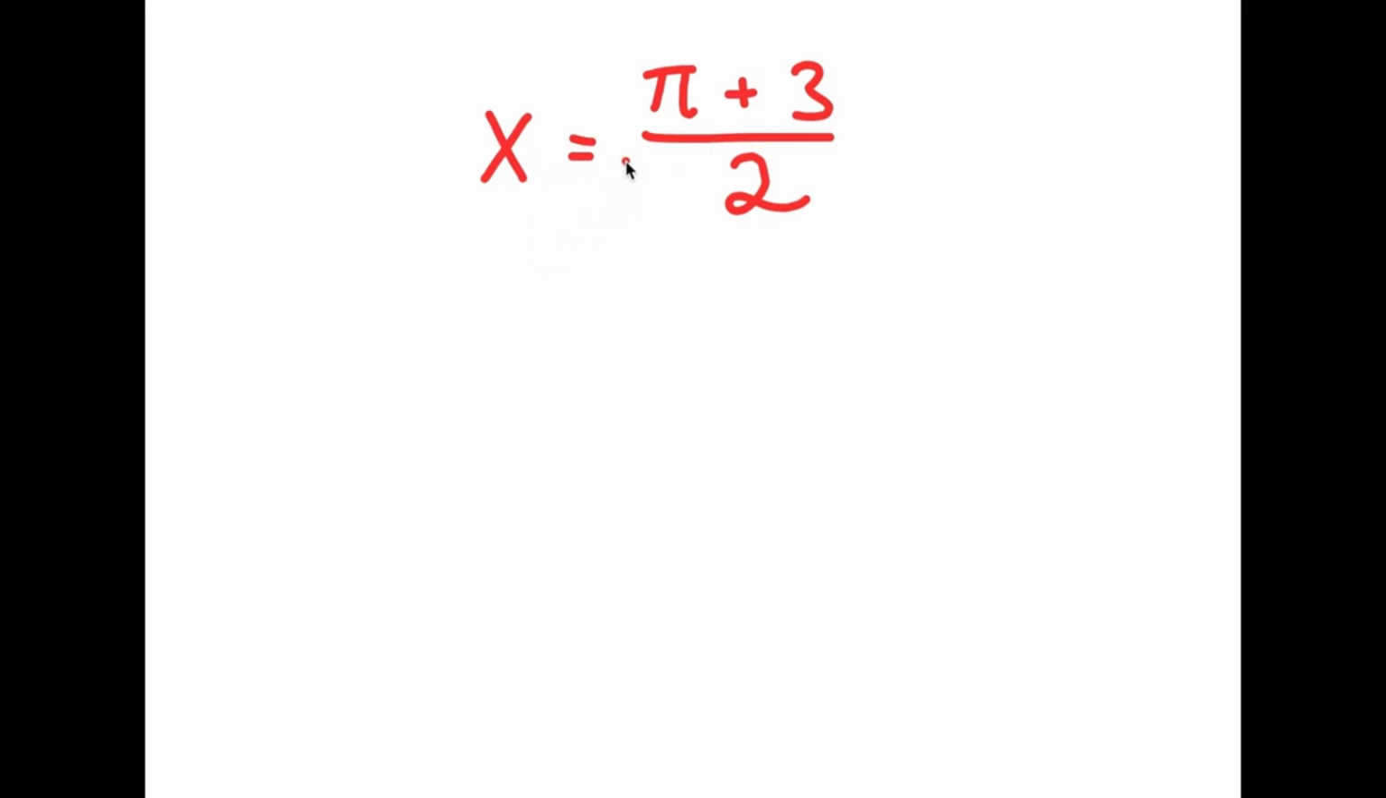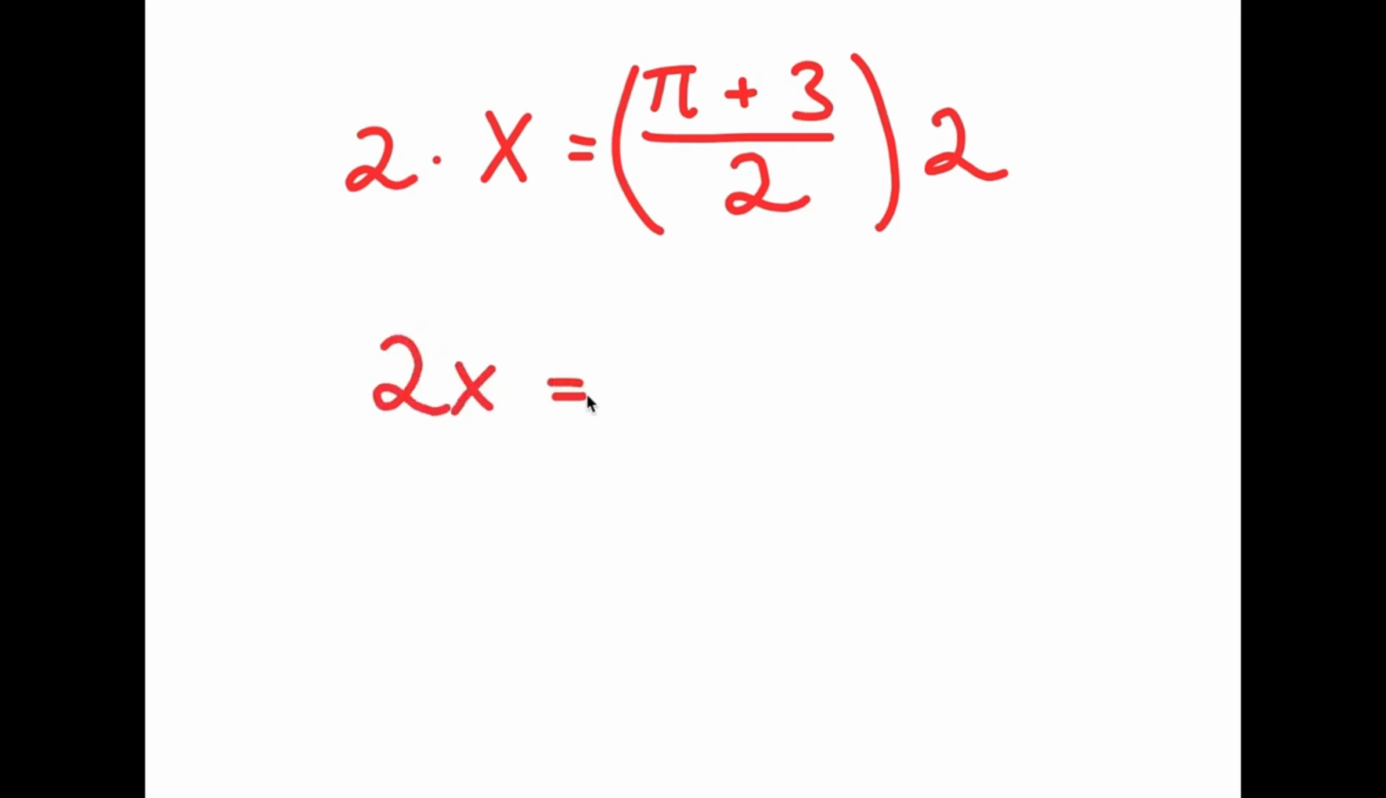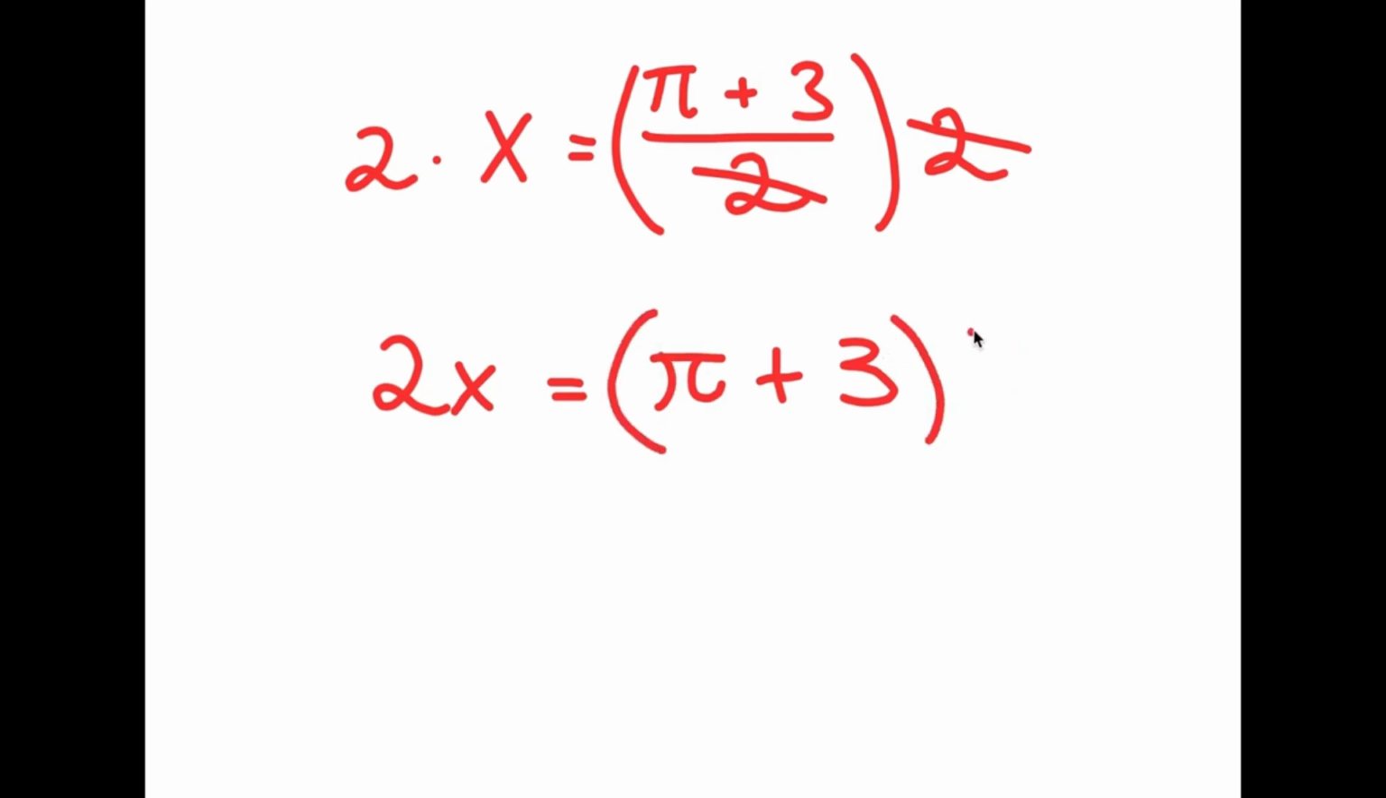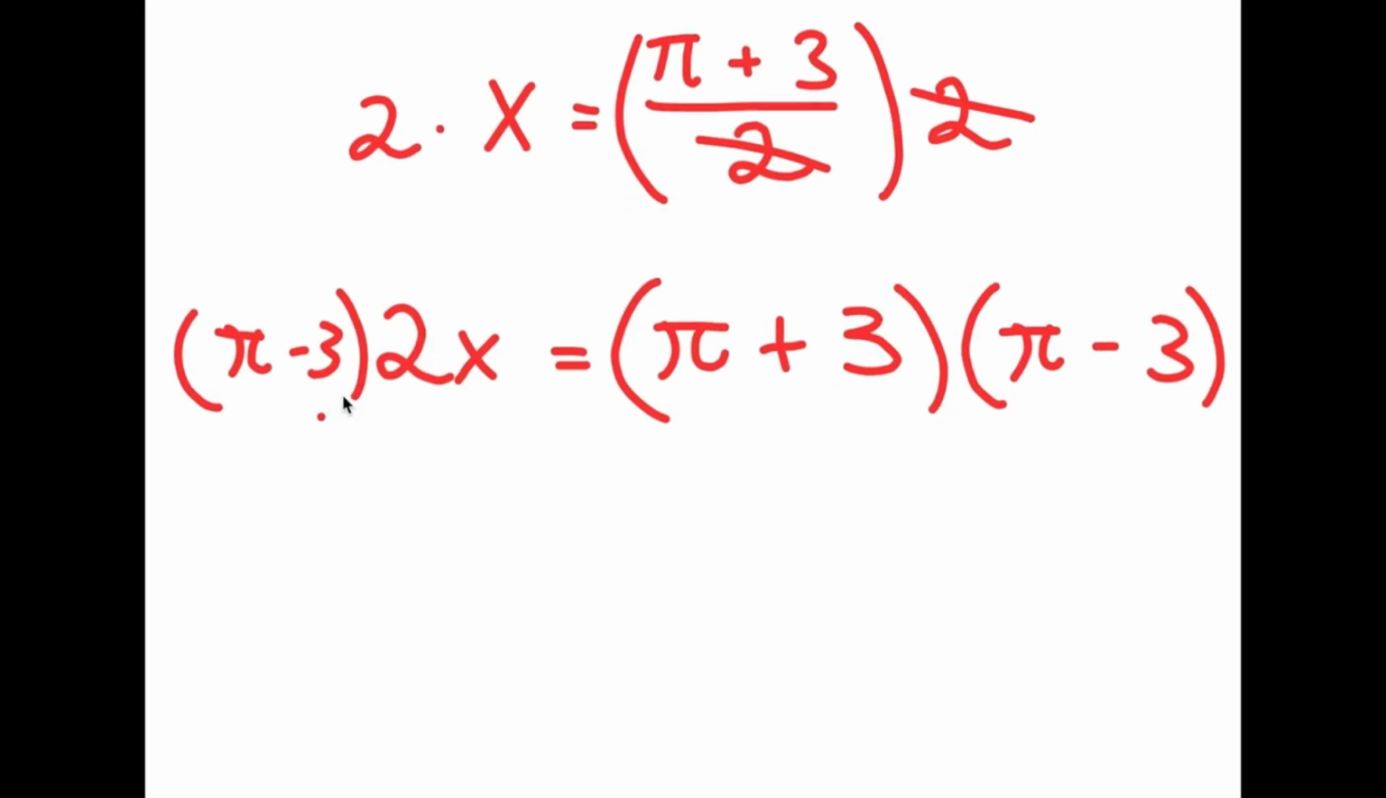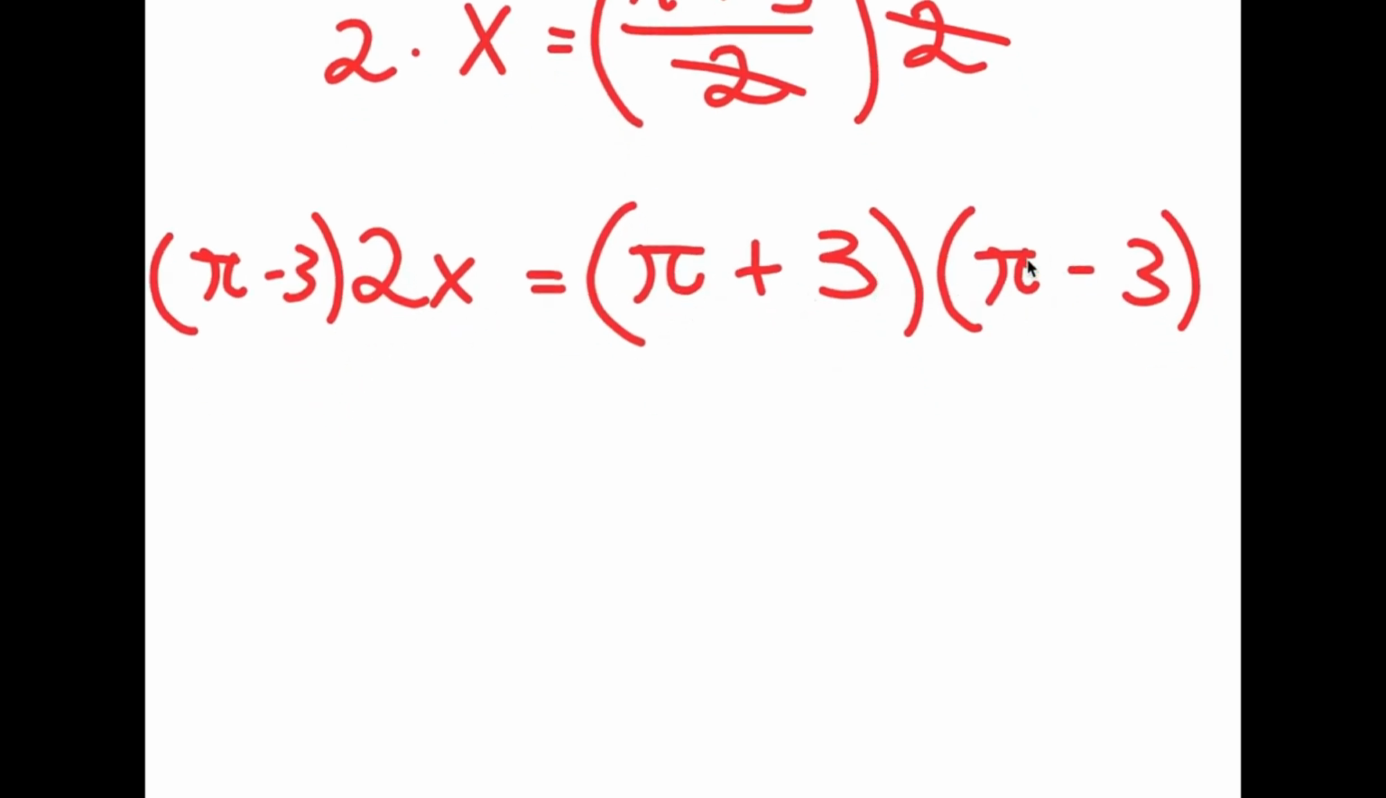Now what I'm going to do is multiply both sides by 2. So I get 2 times x is equal to pi plus 3 over 2 times 2. Now, 2 times x is equal to 2x. So I get 2x is equal to, these two 2's cancel out, pi plus 3. And now, from here, I'm going to multiply both sides by pi minus 3. So I have pi minus 3 times 2x is equal to pi plus 3 times pi minus 3.